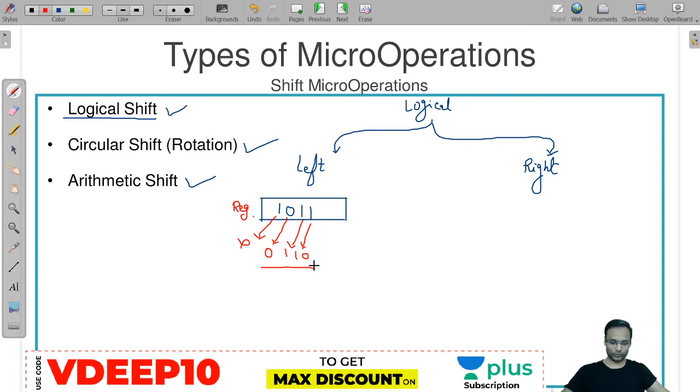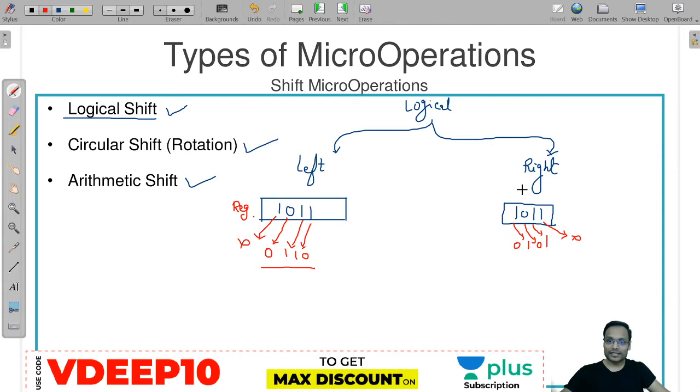0110. Now, right shift. Let's go with the right shift. If I am having a register with value 1011, how will you shift it to the right? It's the exact same thing. How? The rightmost bit will be discarded, then the remaining bits will be shifted one position towards the right, and then a 0 will be added here.